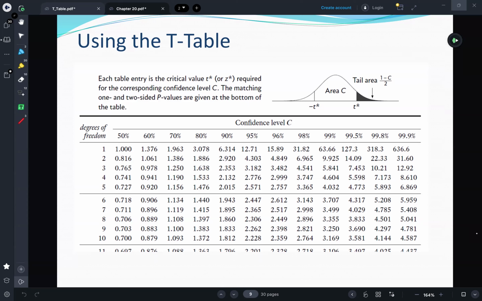Right, and the confidence levels go from 50 to 99.9. So you have everything you need there.